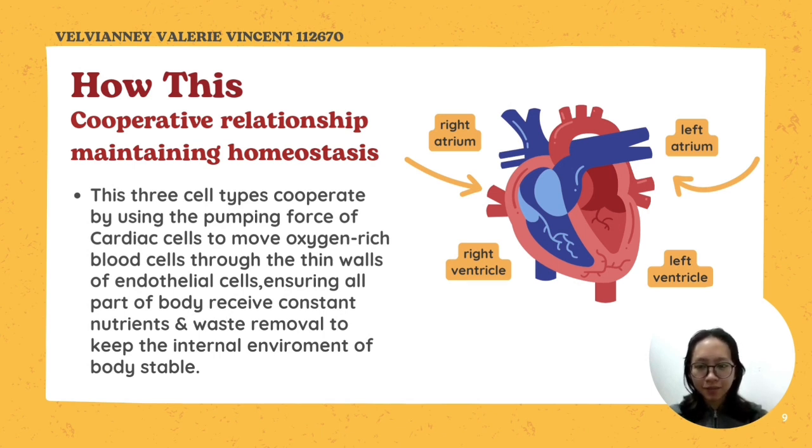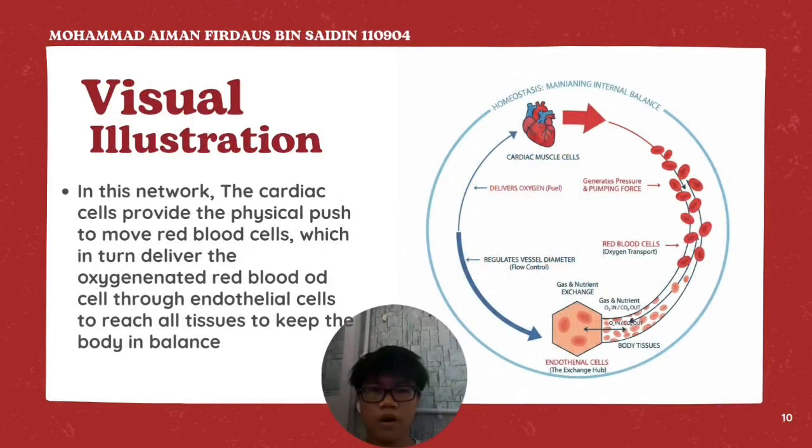These three cell types cooperate by using the pumping force of cardiac cells to move oxygen-rich blood cells through the thin walls of endothelial cells, ensuring all parts of the body receive constant nutrients and waste removal to keep the internal environment of the body stable. Now you can see the visual illustration of this interdependence between these cell types.